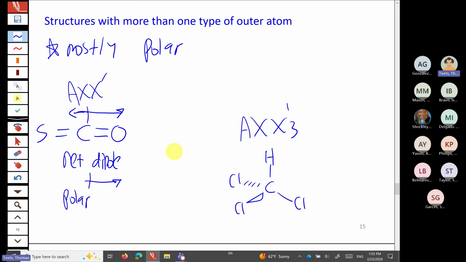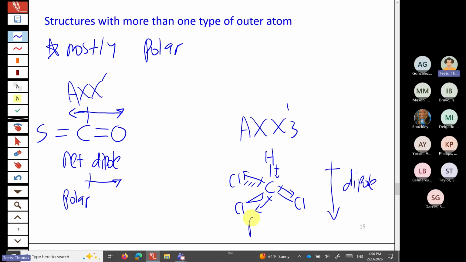And so in this situation, you have dipoles pointing towards each of the chlorine atoms. They're the more electronegative ones. And then you have a CH bond that is mostly nonpolar. CH bonds are pretty nonpolar. A little bit of a dipole towards carbon, but a pretty small one. But nonetheless, it doesn't cancel out with the other 3. So there's going to be a net dipole in this direction, and this molecule would be polar.